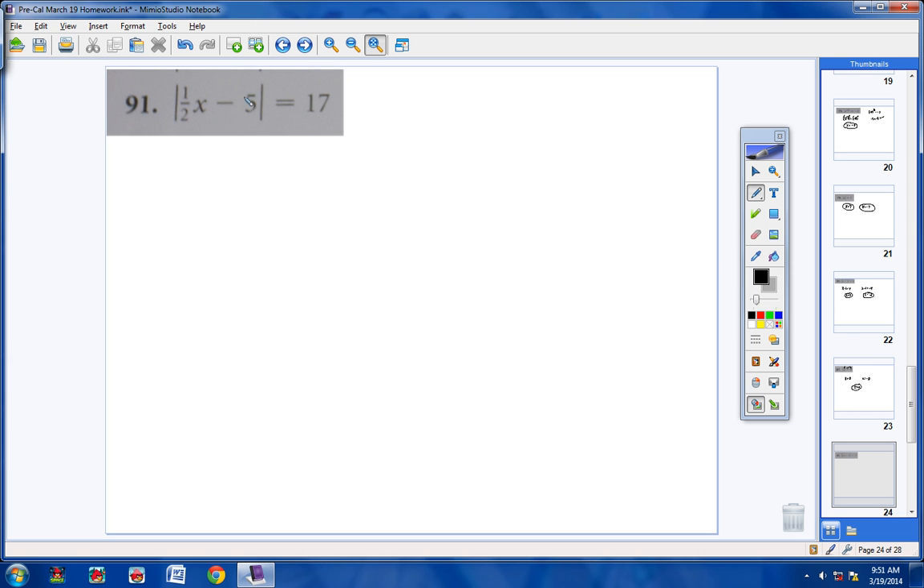Okay, number 91. Well, it's an absolute value equation, so the first thing that we do is we isolate the absolute value, and it's already isolated. So the next thing we do is we write two equations. First of all, you write the equation just like it is. Don't change anything except you take away the absolute value bars. Then you write the equation again, only this time you change the number that's all by itself on the right side, so we put a -17. Nothing else changed. And now we solve each equation.